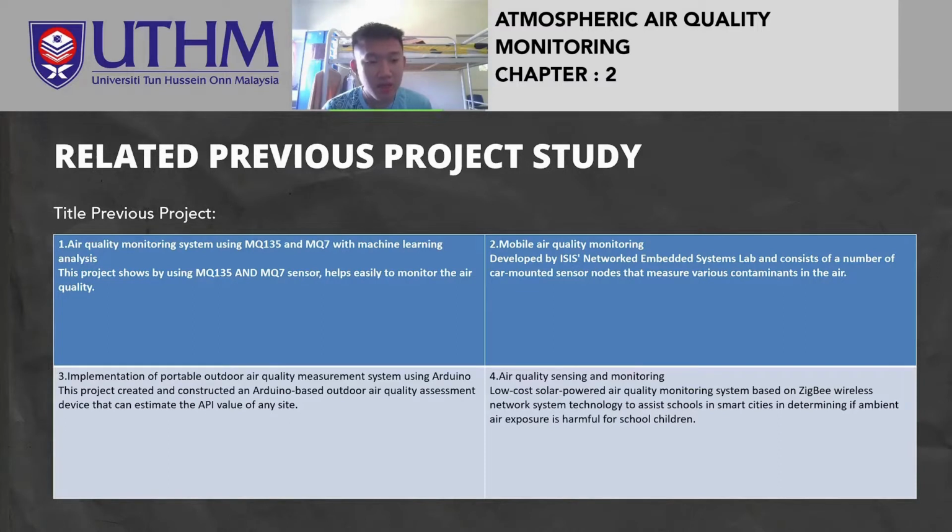And then the implementation of a portable outdoor air quality measurement system using Arduino. This project created and constructed an Arduino-based outdoor air quality assessment device that can estimate the API value on any site. And then air quality sensing and monitoring using a low-cost solar-powered quality monitoring system based on Zigbee wireless network system to assist schools in smart cities, which determines the air exposure that is harmful to school children.